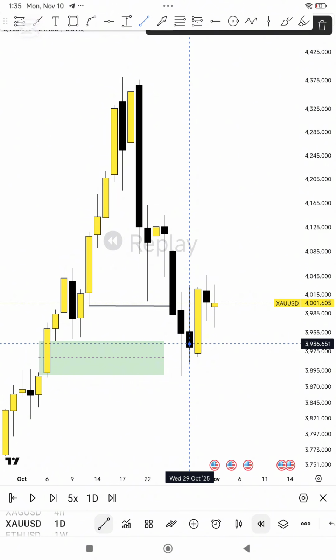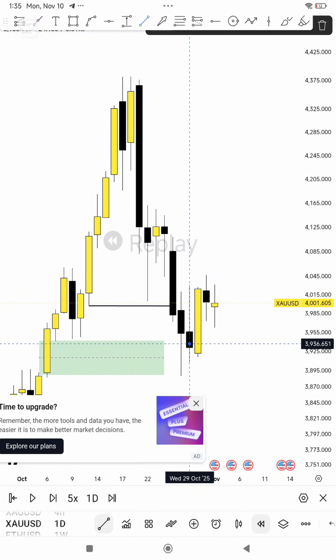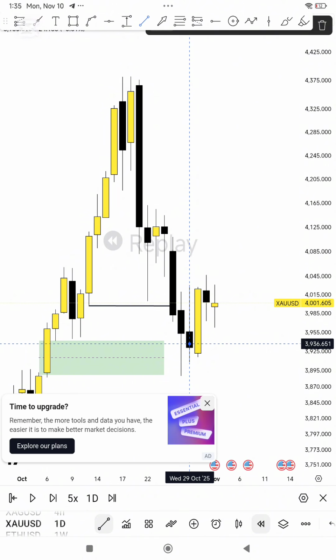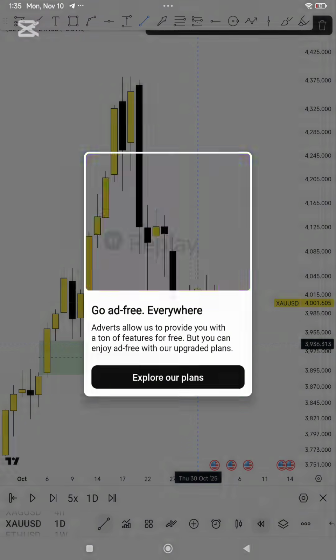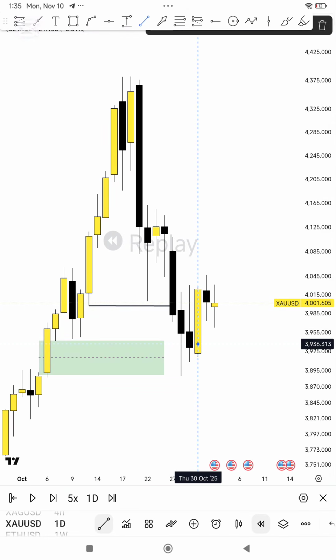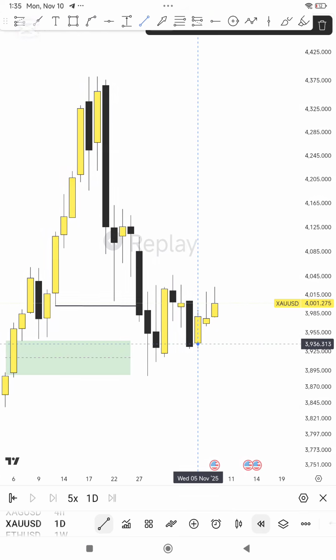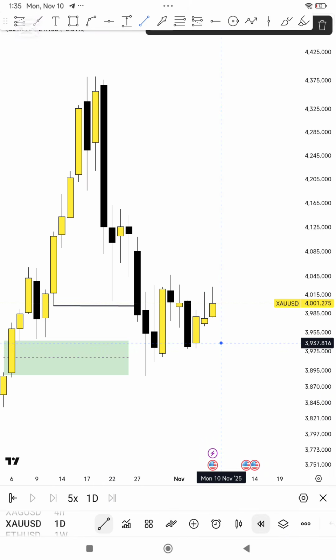Our lecture number 2 ends here, and in the next lecture we will talk about how to trade CRT, how to take entries, when and where to take them. We will also touch on lower time frame entries in real market conditions. So be ready for it.